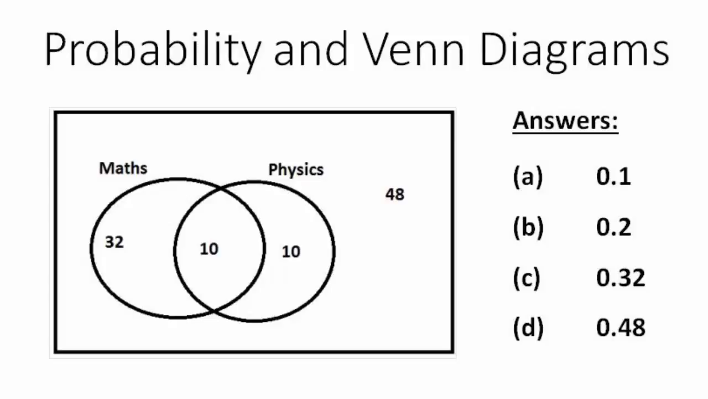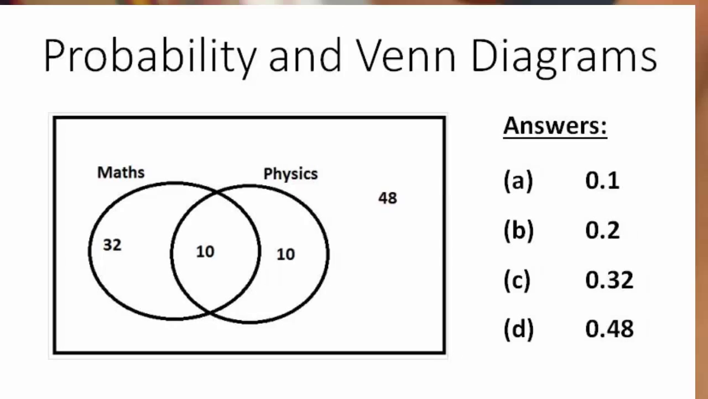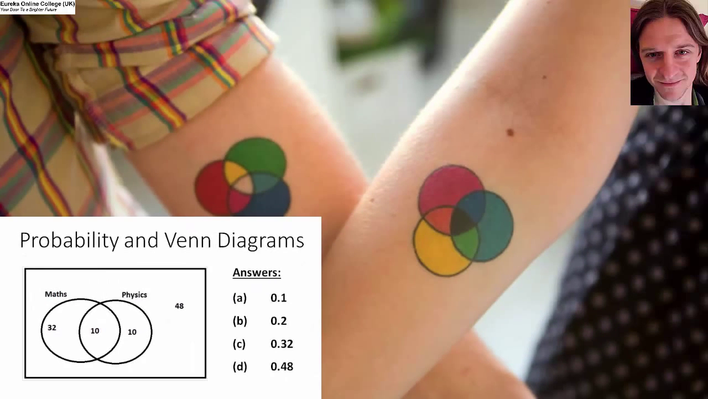Finally, our last question was, find the probability that a student studies neither physics nor maths. Well, those are the 48 students outside the circle. That would be, in Boolean algebra, not M and not P. And yeah, it would be 0.48, or 48 divided by 100. I hope that makes sense.